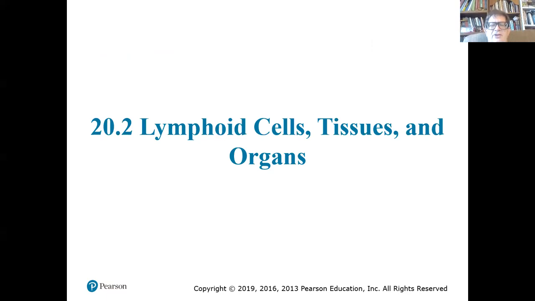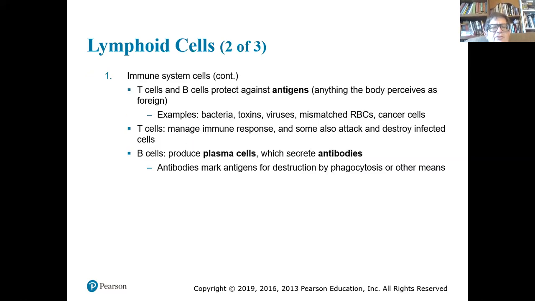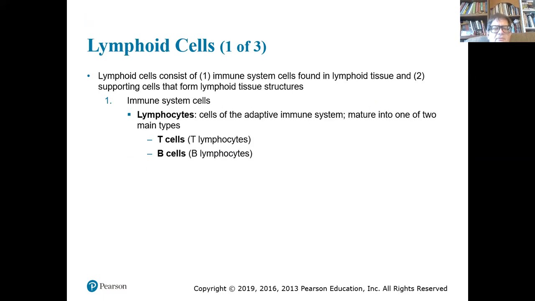All right, so let's talk about different types of lymphoid cells, tissues, organs, all that jazz. Lymphoid cells consist of immune cells found in lymphoid tissue and the things that support them. So we got a couple slides here. We're going to do the immune cells, and then we're going to do the support cells. All right. So remember, never let monkeys eat bananas.